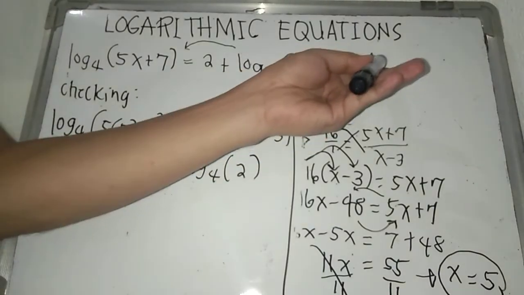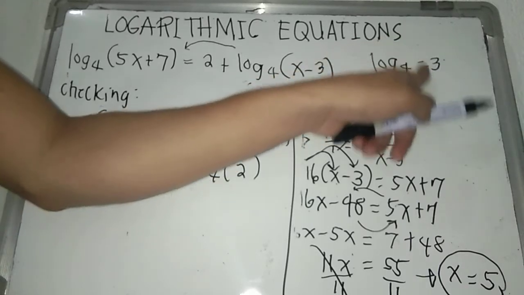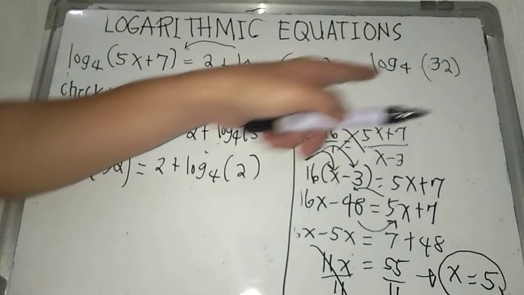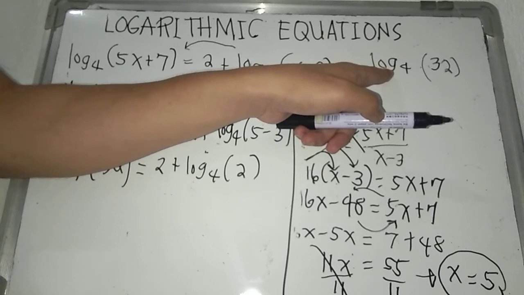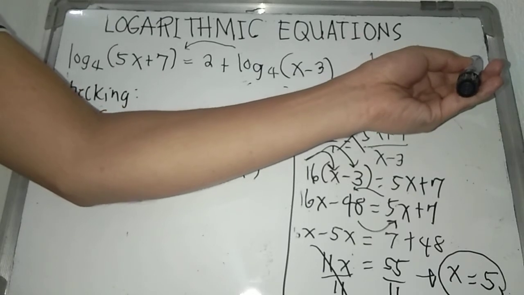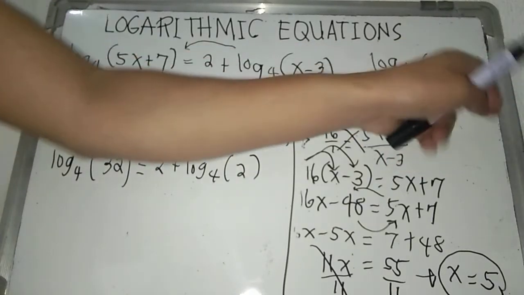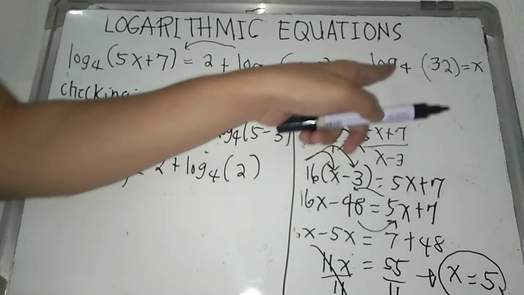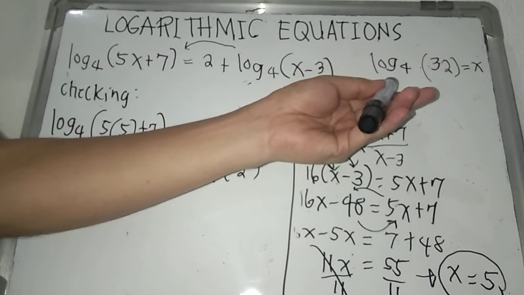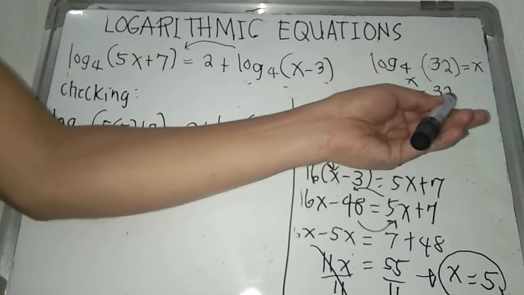If we have here log base 4 of 32, you can use your calculator, or you can solve for this value manually. So we are going to solve for the value of the left side, and let's say this is x. Now, by using the definition of the logarithm a while ago, this is now 4 to the x. So we have 4 to the x is equal to 32.